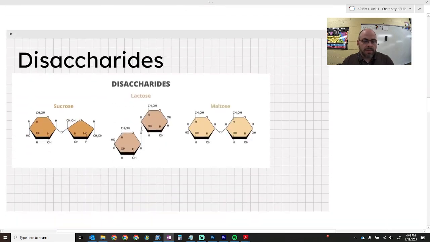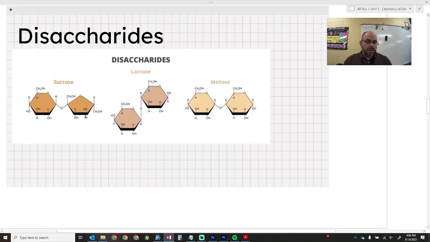Some disaccharides, let's look at that. Again, I don't like this term, but you will see it, so we're going to go over it. It's just 2 pieces, right? Sucrose is 2 monomers. Lactose, 2 monomers. Maltose, 2 monomers. Sucrose is table sugar, lactose is milk sugar, maltose is malt sugar.